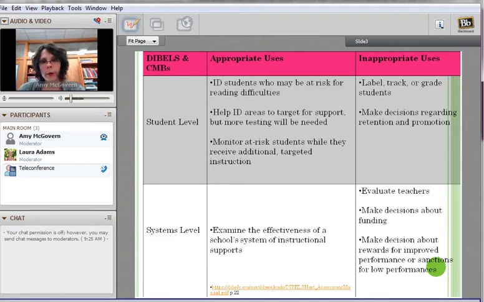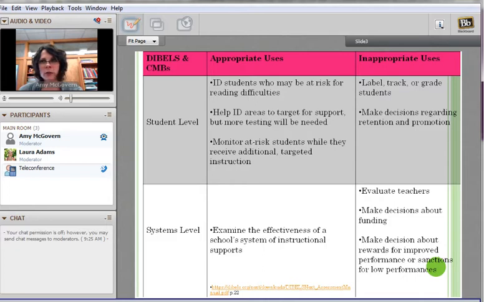So there are some appropriate and inappropriate uses, and I think in the age of teacher effectiveness, it's important to highlight appropriate uses for DIBELS. And certainly, as I mentioned, identifying students who may be at risk for reading failure is at the top of the list, and identifying that support, and of course monitoring them. But an inappropriate use would be labeling kids, tracking them, making significant decisions about retention or promotion based on a DIBELS score. That's not an appropriate use of these measures, and it's good to know that.